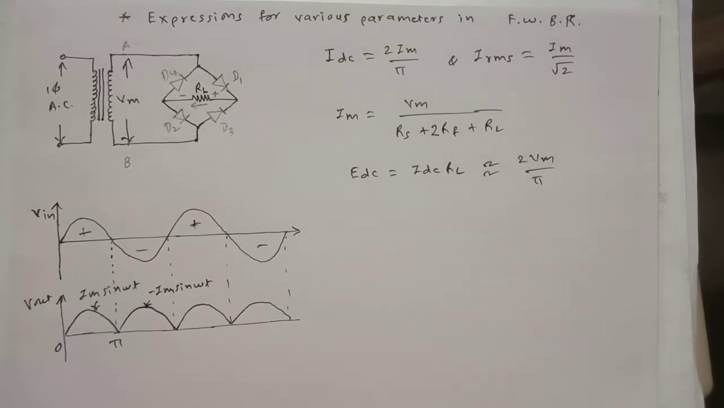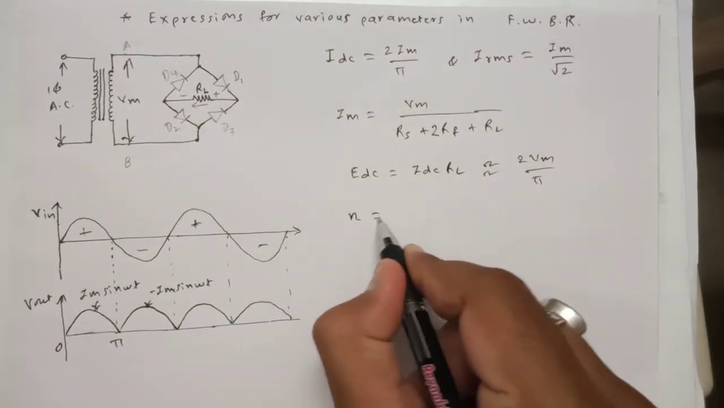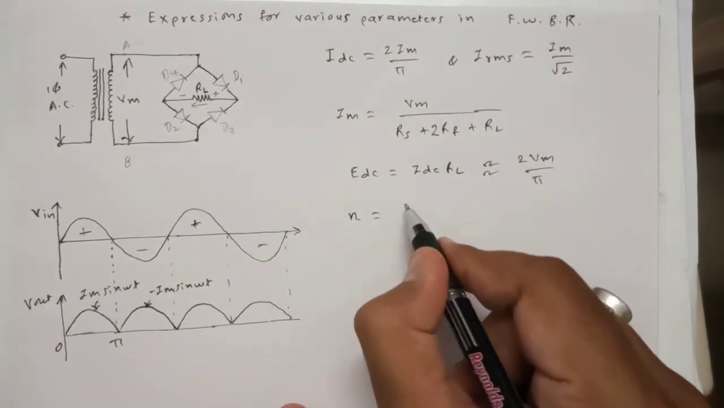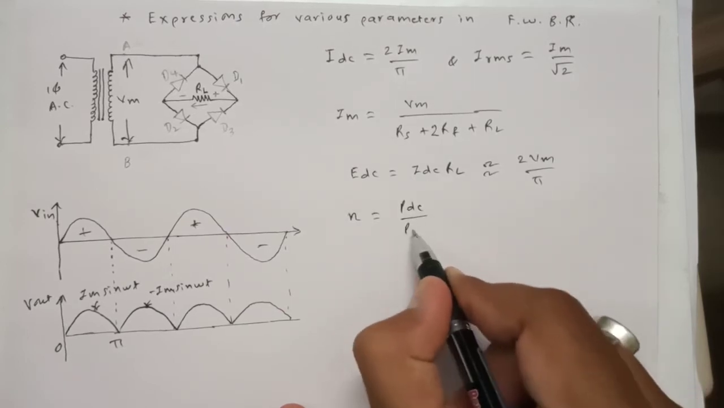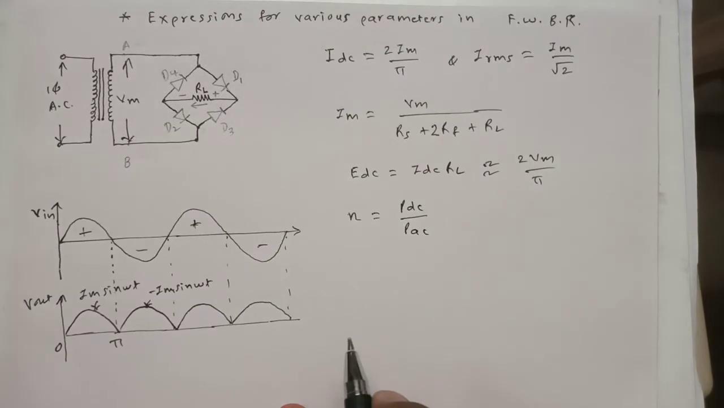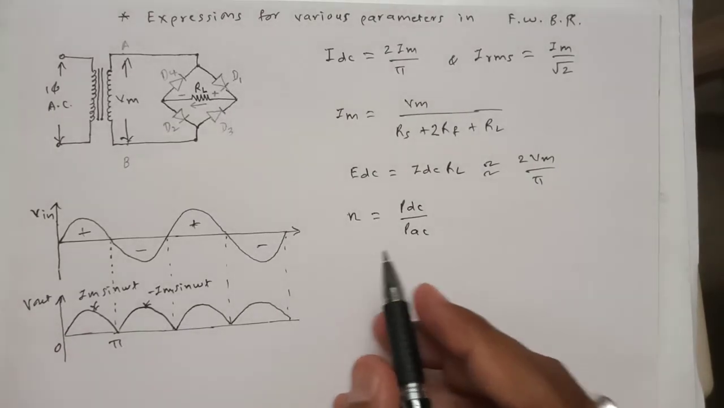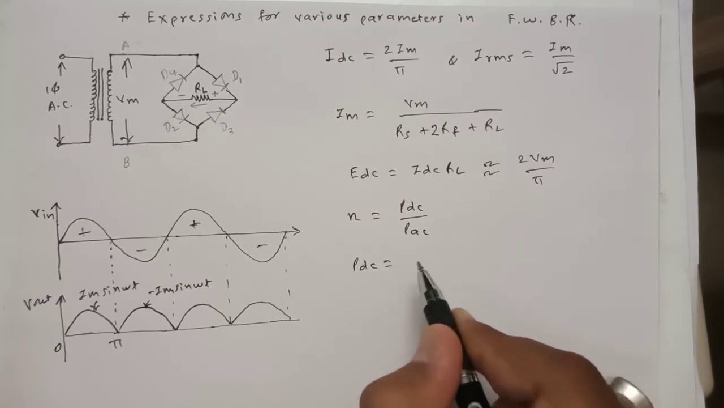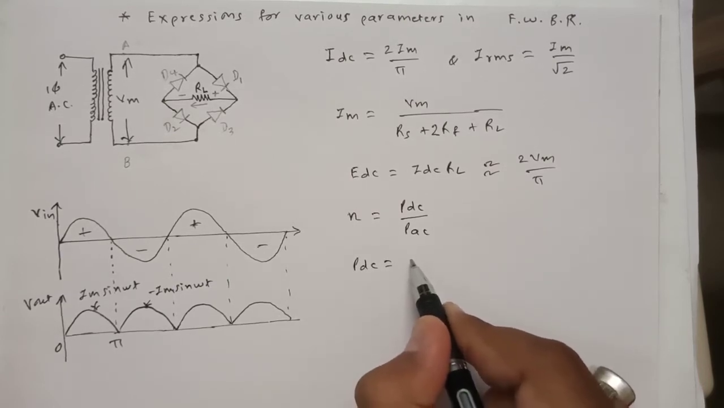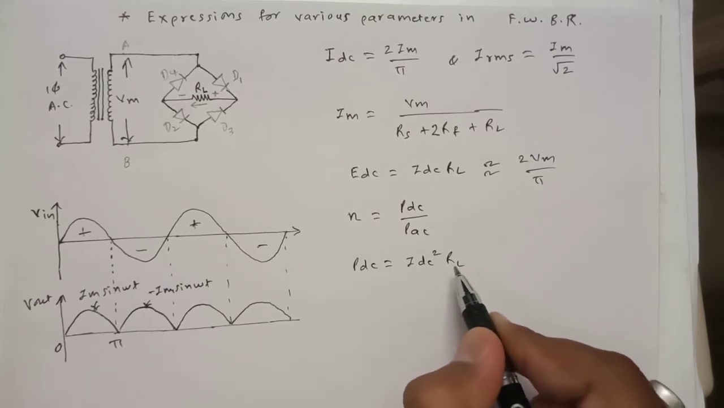Now the last equation that remains is the equation for the efficiency, which is given like this: efficiency is equal to the ratio of the DC power which we are getting at the output divided by the AC power which we are applying at the input, right? So now again the DC power can be given as P DC is equal to the same equation which we used earlier also, IDC square into RL.